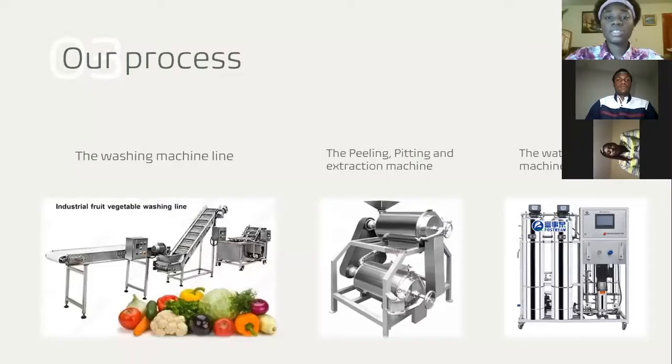Then all juices are stored separately in tanks. But for the mint leaves, they are dehydrated in a machine and then transformed into powder. We also use a water treatment machine to make sure the water we use is sterilized. Then we move to the step of mixing.